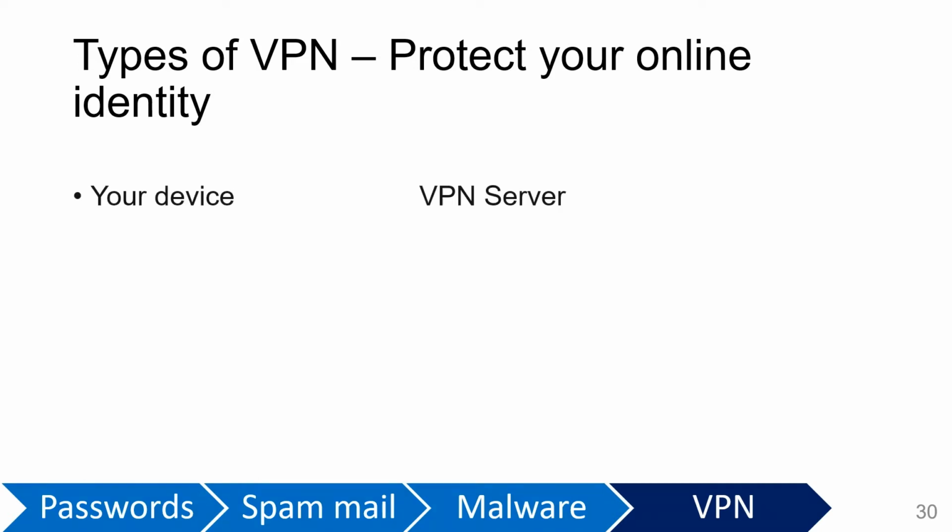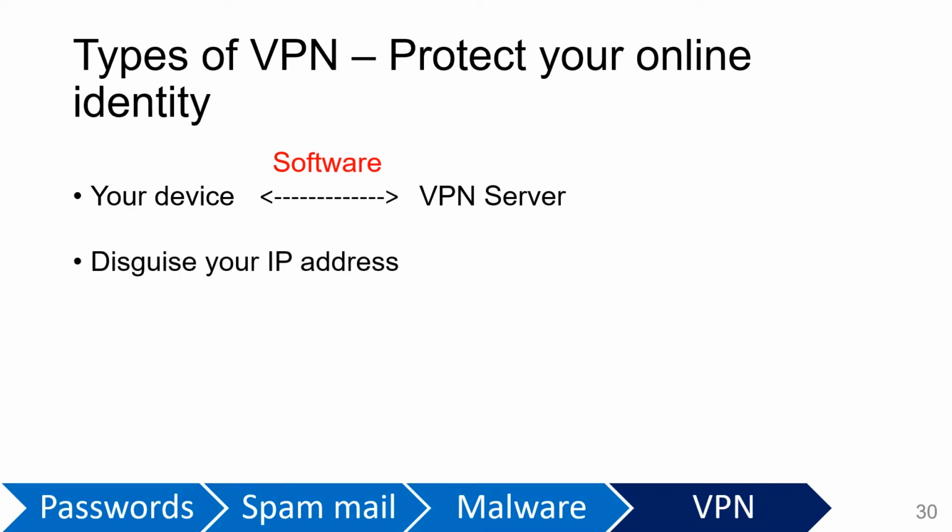Therefore, you need to connect your device to any VPN server worldwide using software. As a result, it looks as if you connect to a website, for example, from the USA, but you are still in Germany. This is made possible by disguising your IP address, and only the IP address from the VPN server is visible on the internet.